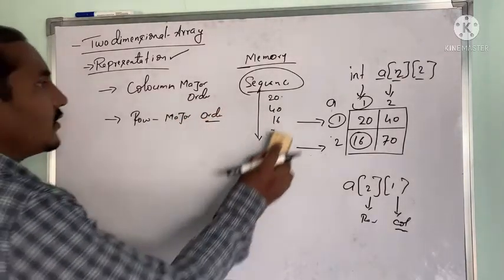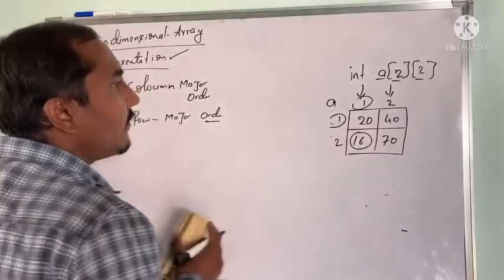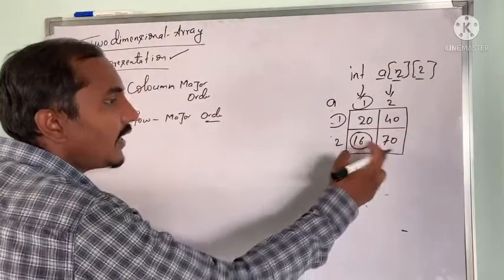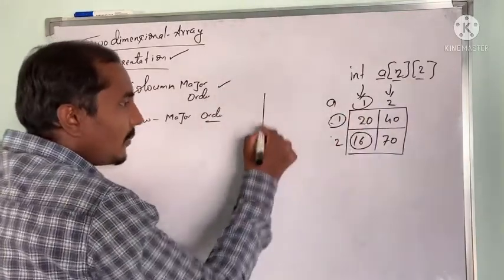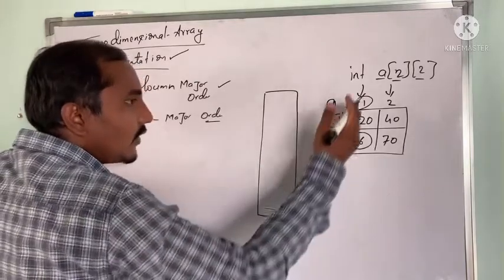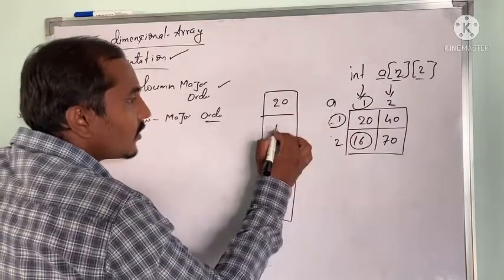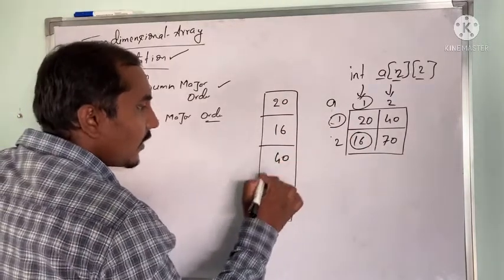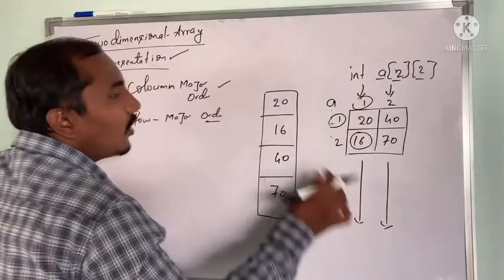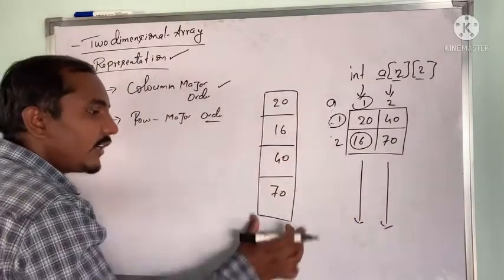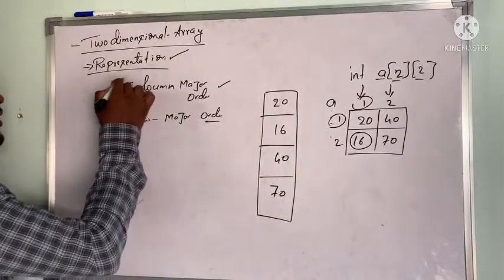How it is represented is, when I consider column major order, if I take the same example of an array with 2 rows and 2 columns, I have 20, 40 and 16 and 70. In column major order we are going to store column-wise. See, first column once and then second column once. So first we store 20, next we store 16, and then 40, and then 70. That is, first the first column elements will be stored into memory, and then it will be followed by the second column elements. So this is how the elements will be stored if you are using column major order.